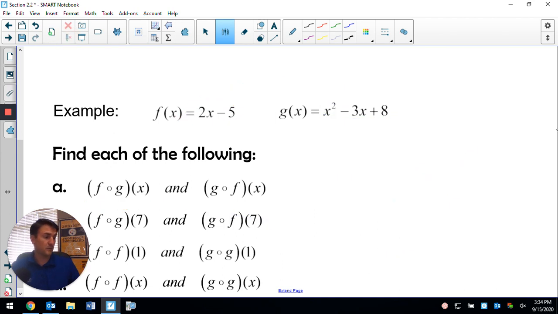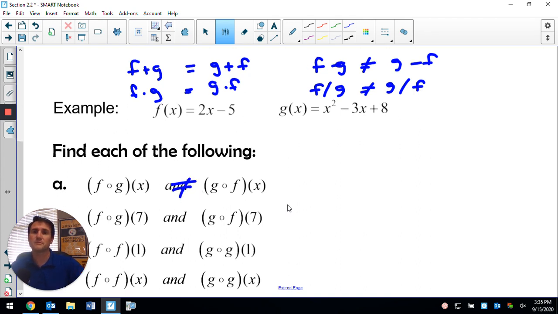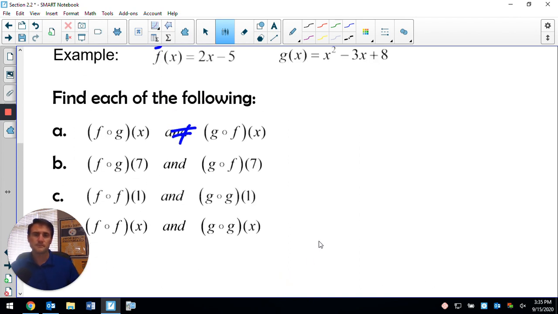Right, that's different, right? When we did algebra of functions, f plus g and g plus f were exactly the same. F times g and g times f were exactly the same. The subtraction wasn't, right? Those are not the same. And the division one was not the same. And composition isn't the same either. They're completely different answers. Okay, what's next here? Same two functions. Let's see what we have next.